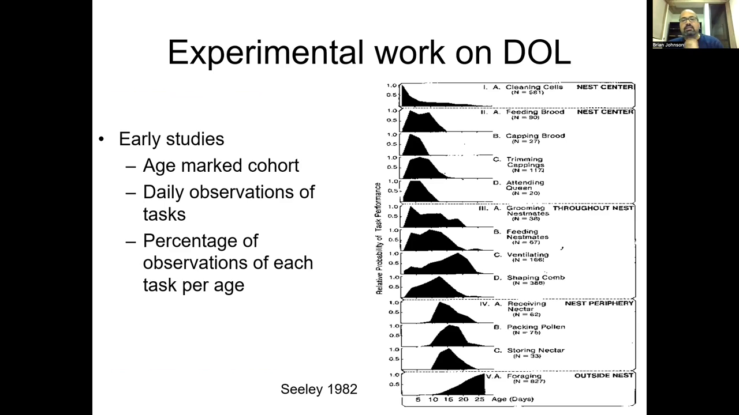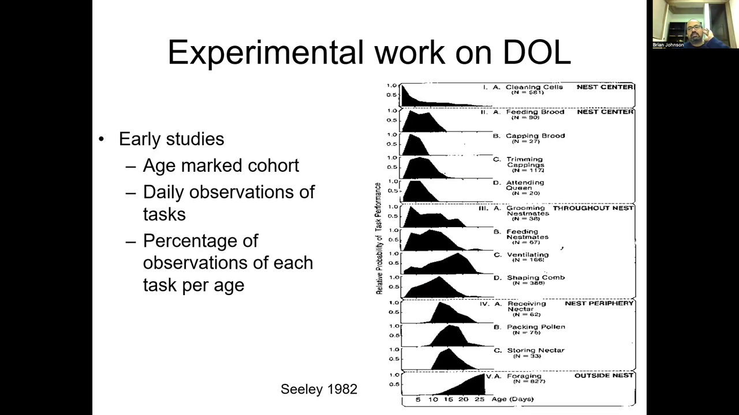So the early studies in division of labor, this is a famous study by Tom Seeley. This is basically a redo of a study from the 1930s by a person in Carl von Frisch's lab. So this same basic experiment was done in the 1930s, and then Tom did it again with somewhat more resolution in the 80s. But it sort of represents our early perspective on division of labor. So you may have seen this figure before.